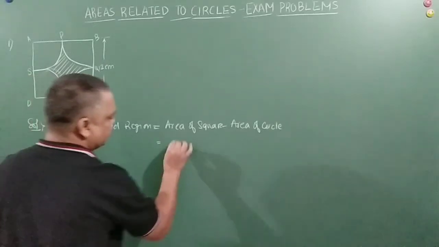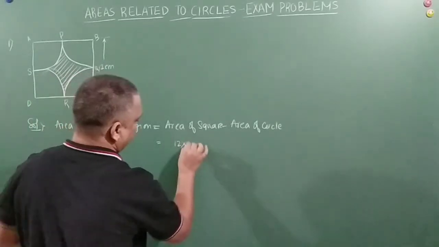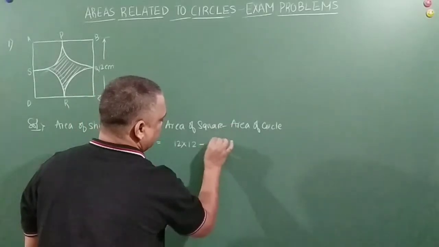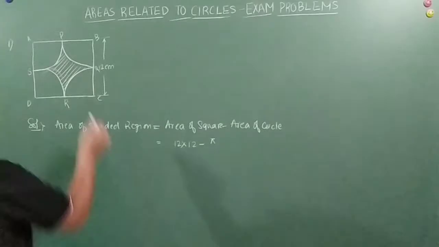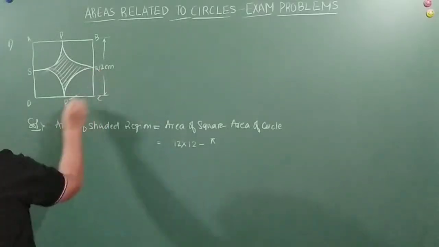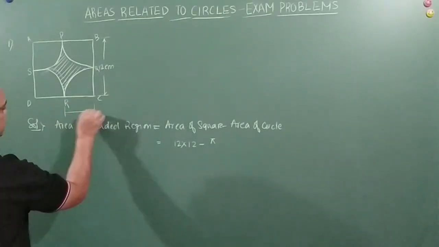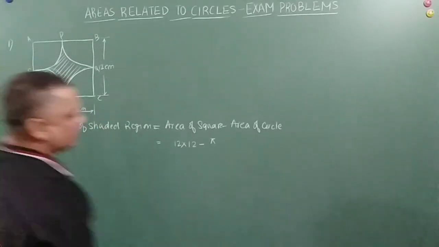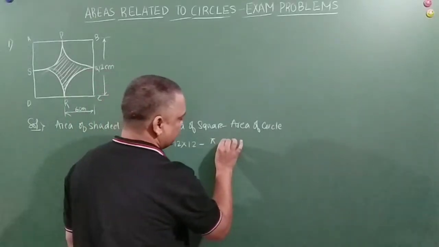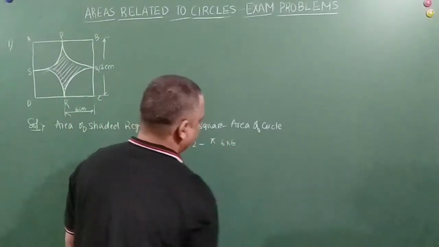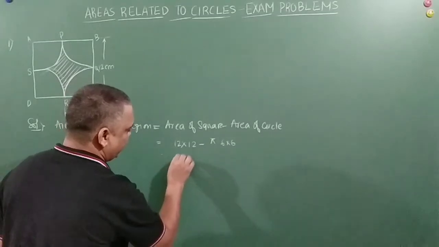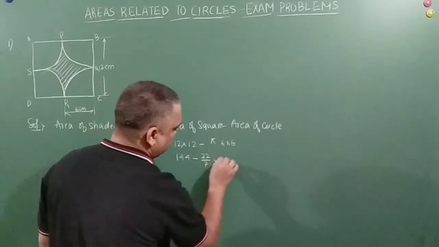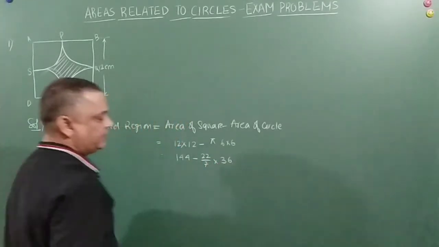So area of square is nothing but 12 into 12, right? 12 into 12 minus area of circle, which is nothing but pi r square. R will be how much, my friends? See, if this is 12, so certainly this distance will be equal to 6 centimeters. Are you okay with it? Yes. So 6 into 6, right? Pi r square. That is equal to 144 minus 22 by 7 into 36, right?